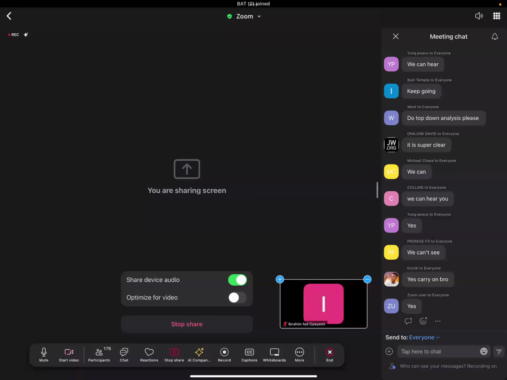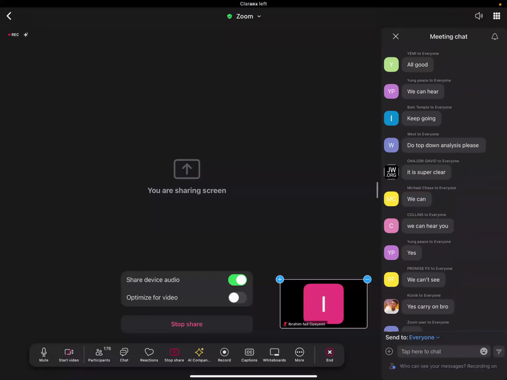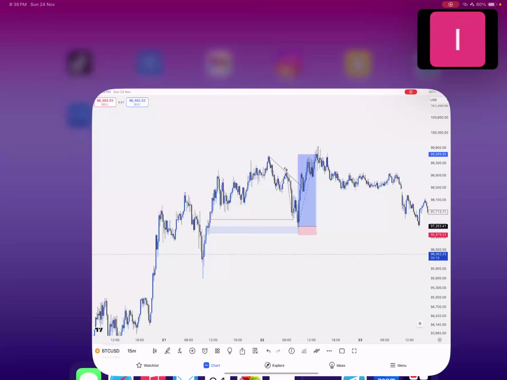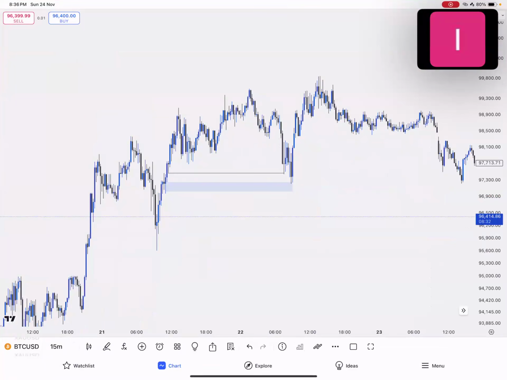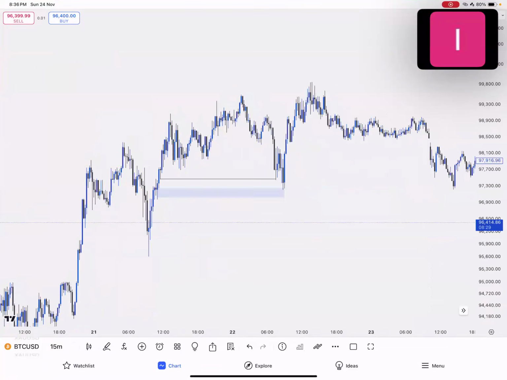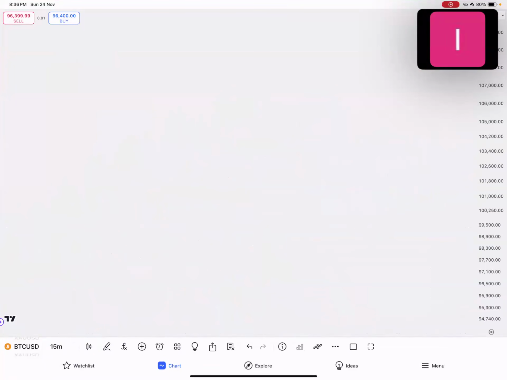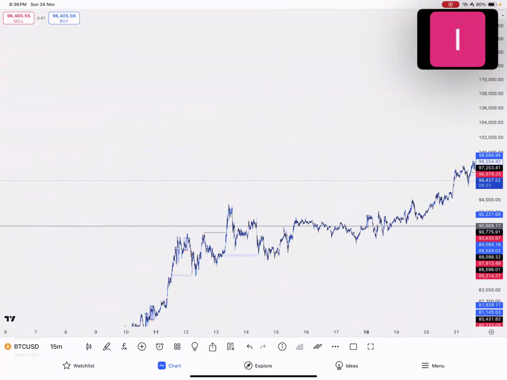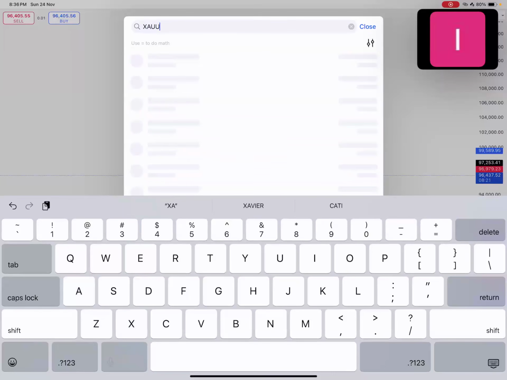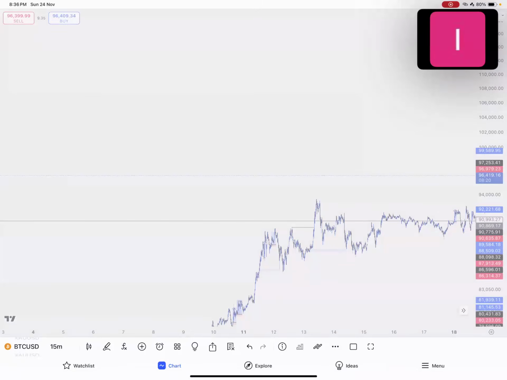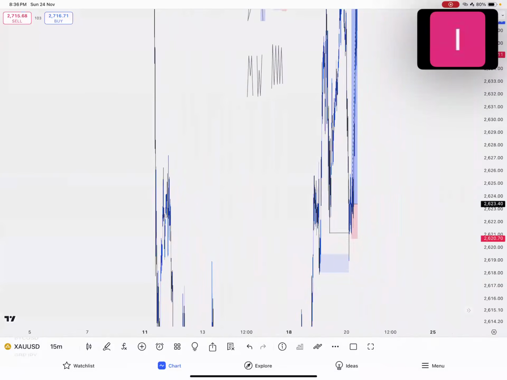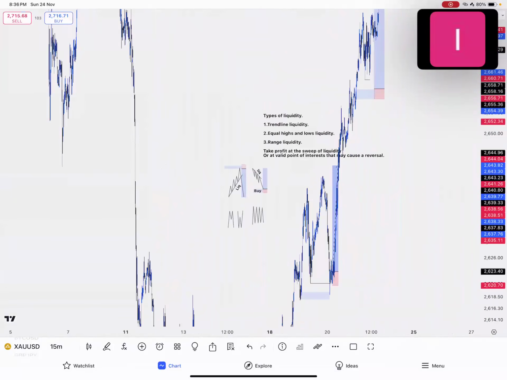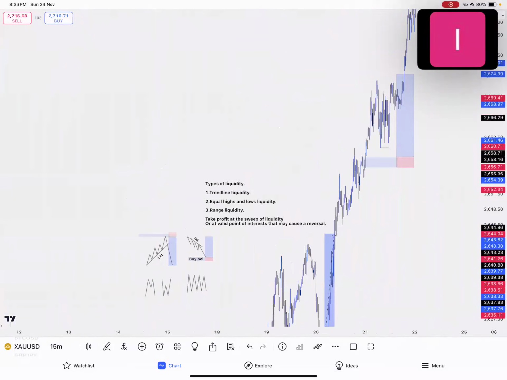Okay, so I've talked about trend line liquidity. It's now time to talk about the second type of liquidity that we have. So I want to take it one after the other. The second one I have on the list: now it's time to talk about equal highs and equal lows liquidity.